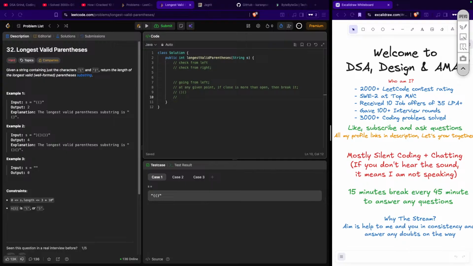Yep, 7.5 is an okay CGPA, not very good. Store the positions of invalid parentheses using a stack. And then between two invalid ones, there is a valid series of parentheses.